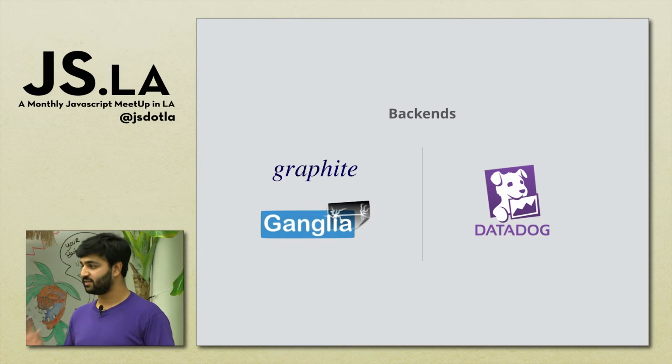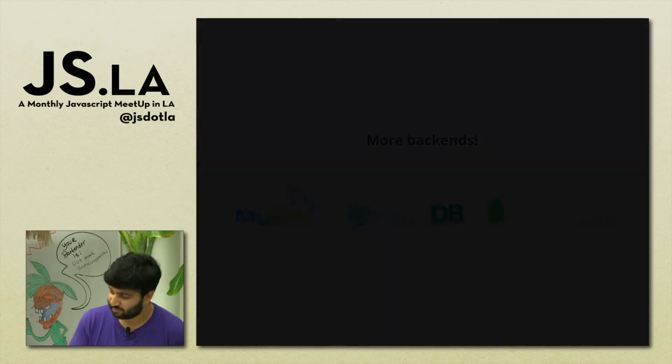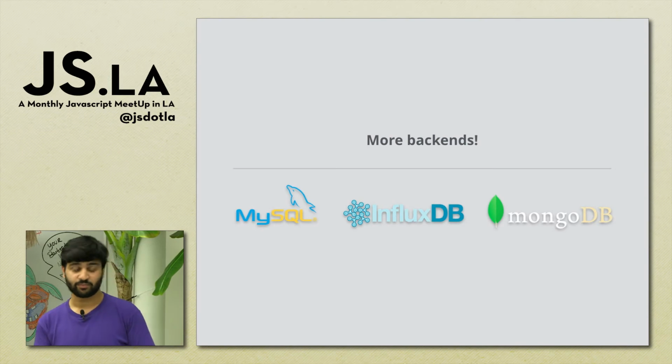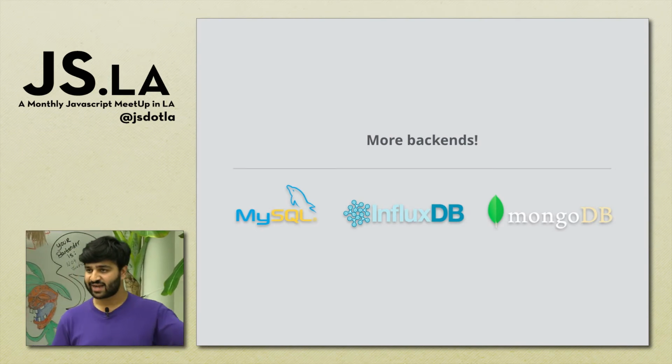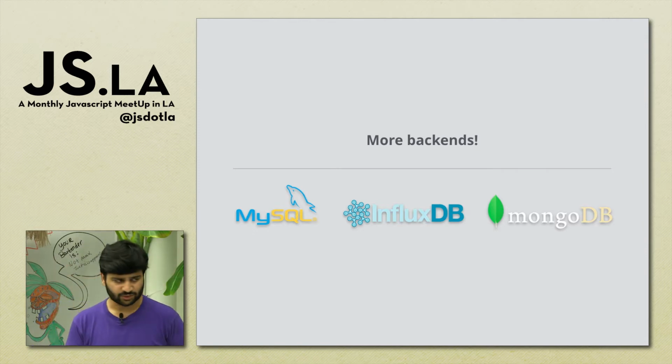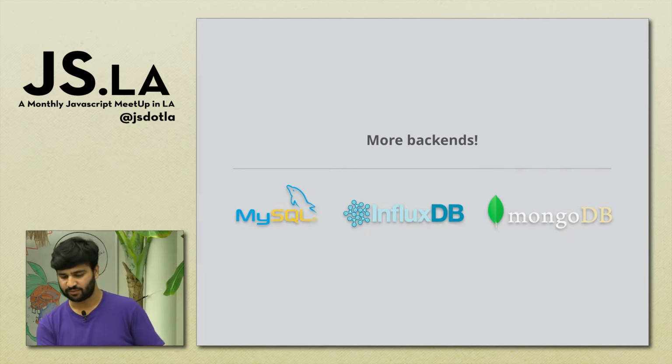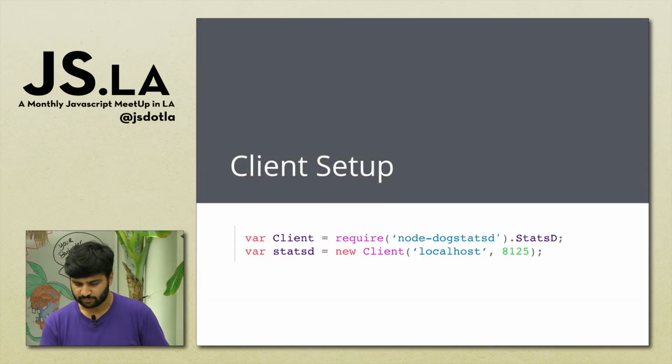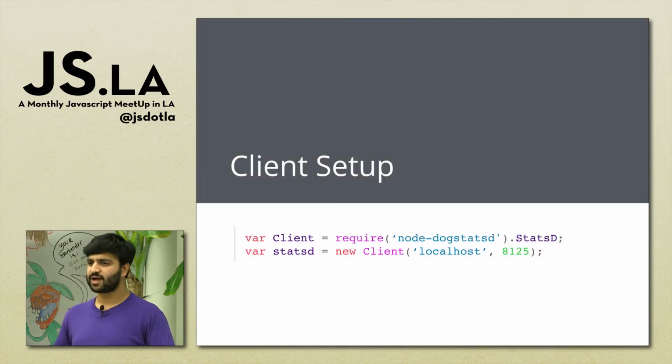But I know a lot of you love open source, and so there's Graphite and Ganglia, and several other open source ones, which will be able to do all the metrics collection you want for free. There are also more backends available. If you want to take raw metrics and pipe them into a database and do your own aggregation and cool stuff on top, you can do that. There are quite a few more. This is just the big three that I thought of. So yeah, let's talk about actual implementation.